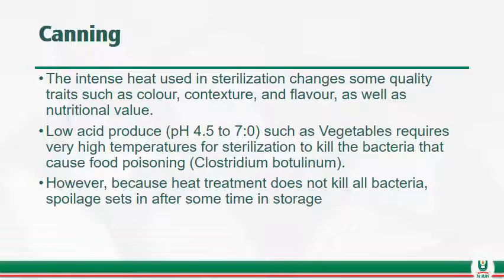So low acid, that is you have to bring these vegetables or fruits to this low acid of between pH 4.5 to 7, and this will actually kill the bacteria that cause food poisoning, which is the Clostridium botulinum. That's the bacteria that causes food poisoning, and they are killed under very high temperature and acidic conditions. However, because of heat treatment, heat doesn't usually kill all bacteria. So these produce tend to spoil when they have reached the expiry date. So it will still get spoiled anyway if they are not consumed on time.